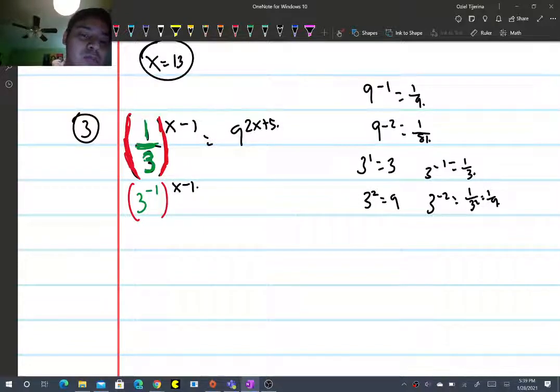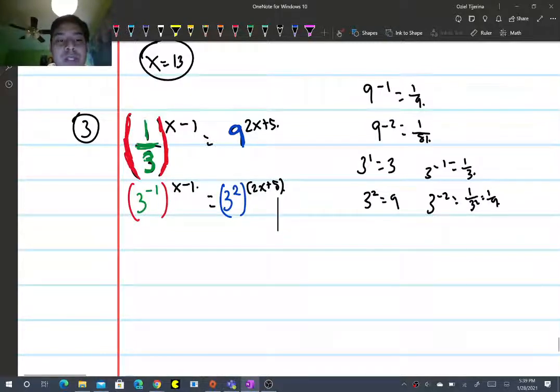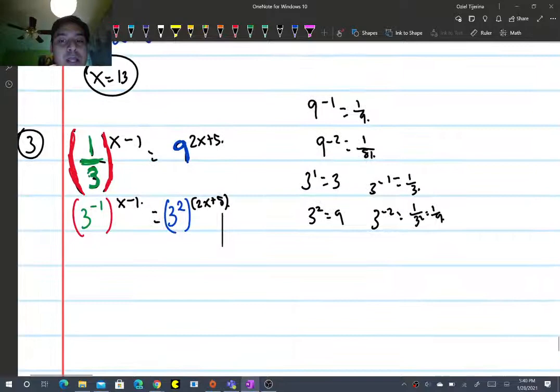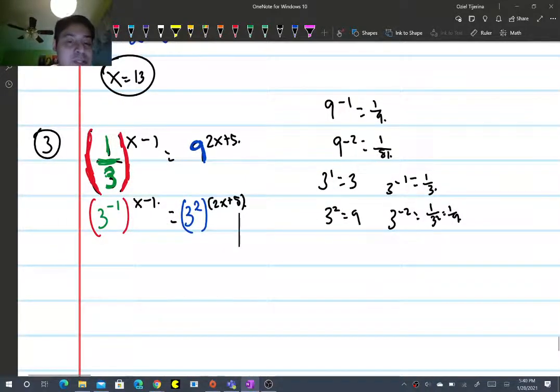One more thing that I want to do: I'm going to turn this 9 here into 3 squared, to the 2x plus 5, because I want my bases to be equal, okay? Bases meaning the very front number, you want them to be equal all the time. And it's tricky, it really is, because sometimes we forget these little rules, and it takes practice, guys.